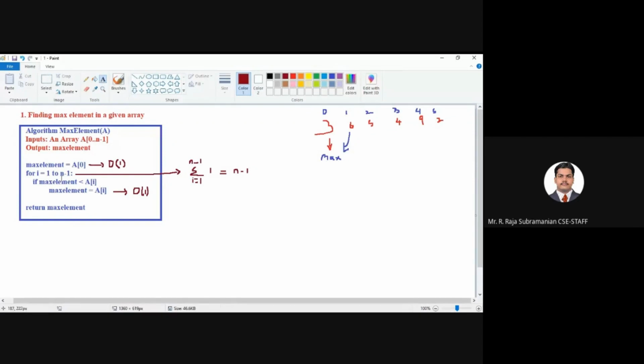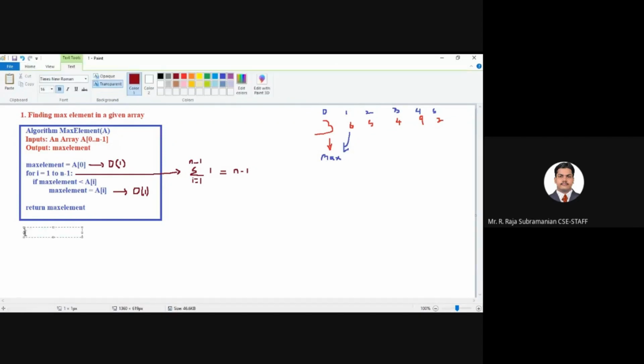Now we will go into the detailed analysis of the program. In the detailed analysis, the main component of the program is the basic operation of the program. Basic operation is nothing but comparison. Find the basic operation of the program and identify how many times the basic operation actually takes place. So what will be the time complexity of this? We need to estimate.